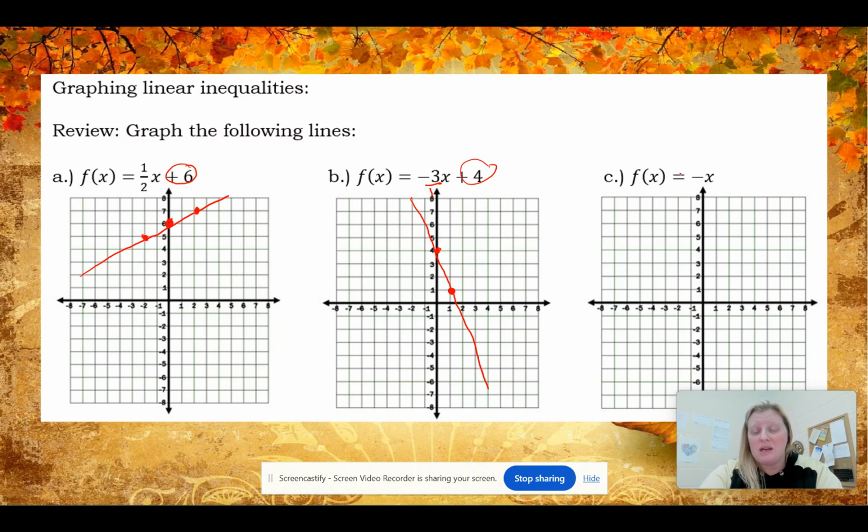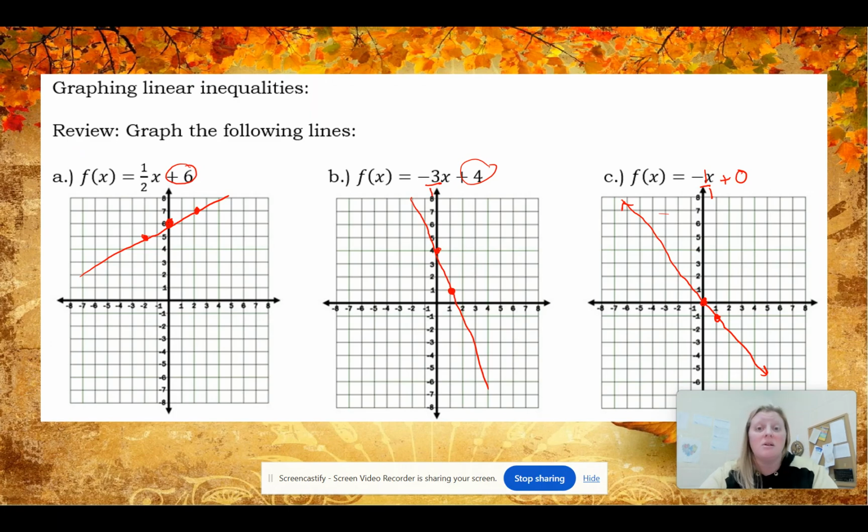And then if you don't see any numbers, you have to remember that there's a 1/1 in front of the x, and there's going to be a y-intercept of 0. So we're going to start at 0. We're going to go down 1, right 1, and then we're just going to connect those. So it's a nice perfect diagonal straight through the origin.